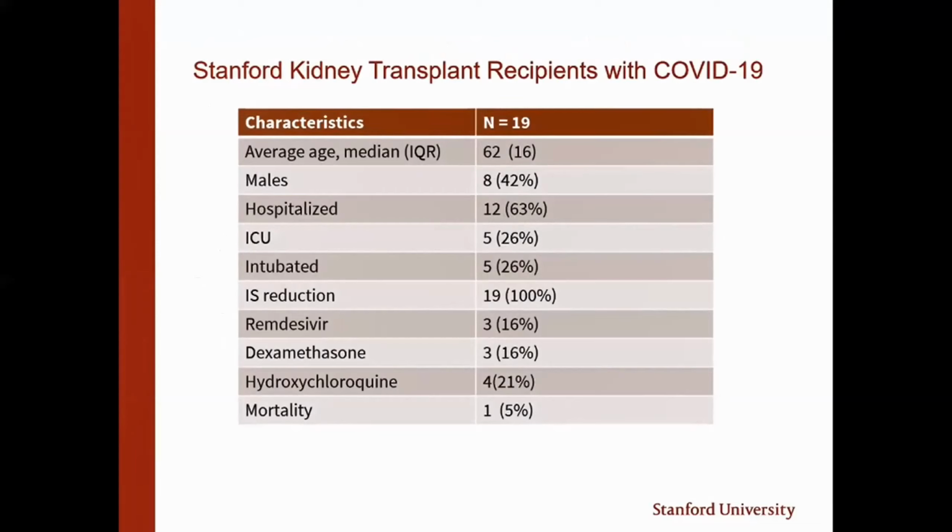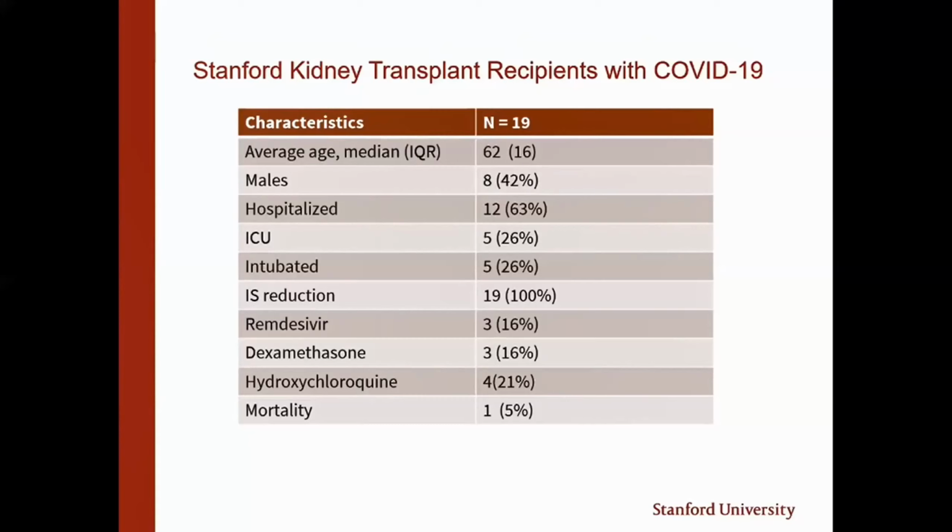Here is some data we have been collecting from transplant patients who have acquired COVID-19. We review this data weekly at our meetings and make adjustments based on our patient experience. Now, there have been 19 patients thus far who have had COVID-19. 63% of them have been hospitalized. Notably, most of the hospitalizations have actually been at our local community hospitals. And thankfully, we have been in good communication with our local providers, and so we've been able to co-manage our kidney transplant patients successfully.